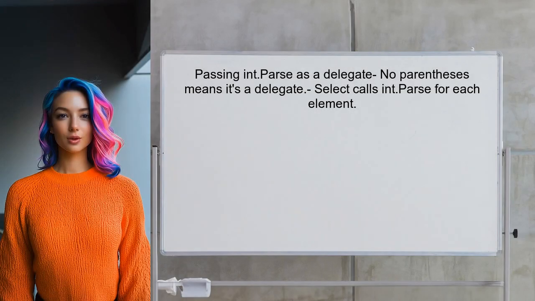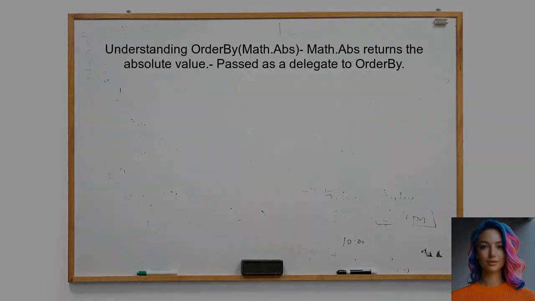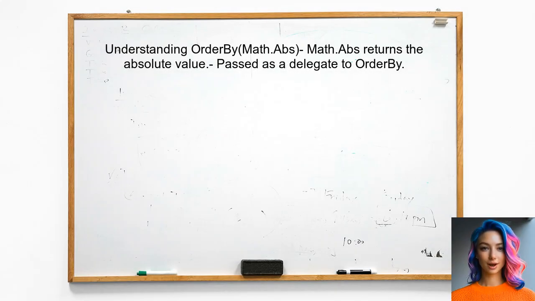The reason there are no parentheses after int.Parse is that it is being passed as a delegate. This means that select will call int.Parse for each element without needing to explicitly invoke it with parentheses. Similarly, order by math_abs works in the same way. Math_abs is a method that returns the absolute value of a number, and it is also passed as a delegate to order by.